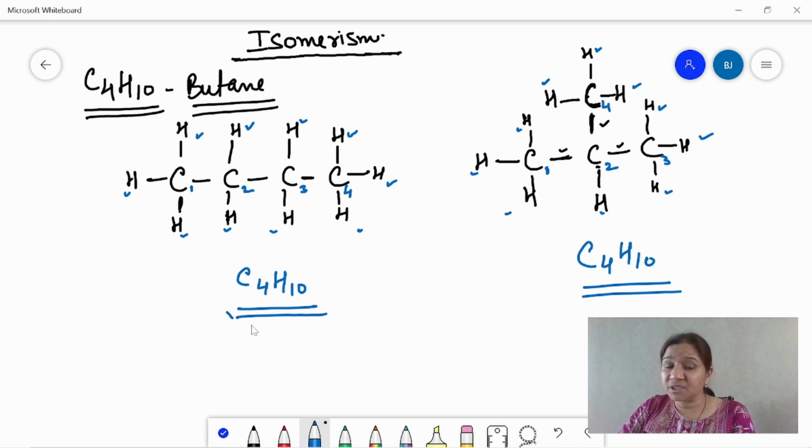Molecular formula means the formula which gives us information about the exact number of atoms of a particular element, right? So butane's molecular formula is C4H10. That means butane has 4 carbon and 10 hydrogen, right? So this is the molecular formula of butane. This is the same molecular formula for this structure also, but what is the main difference?